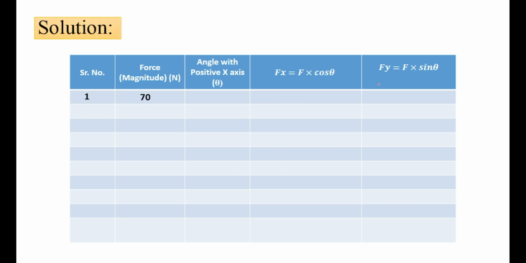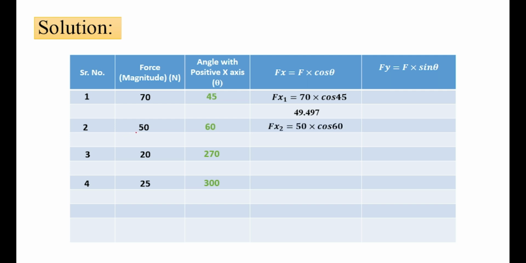Step 1, write down the value of first force 70 Newton, angle is 45 degree. Write all the forces and its value. It is directly taken from the previous table. Now we'll start with the fx1. fx1 is equal to f cos theta. So 70 into cos 45. So its value is 49.497.